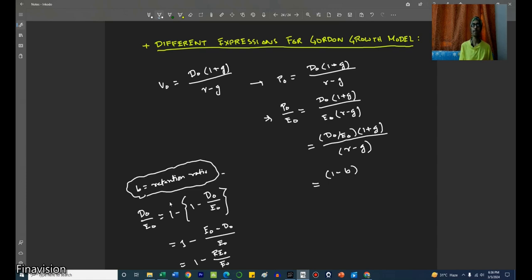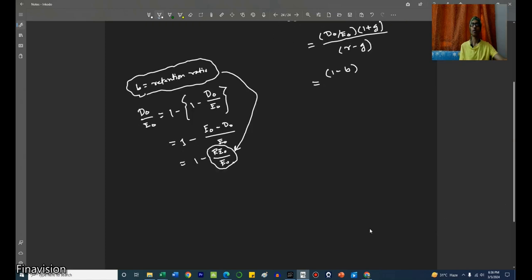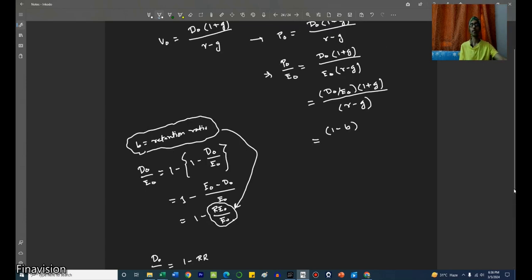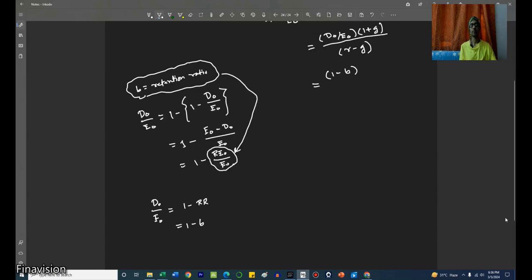This is nothing but the retention ratio. So this entire expression becomes D0 by E0 is equal to 1 minus retention ratio, or 1 minus B, and we put it here. We use this formula straight away here. So this becomes 1 minus B into 1 plus G by R minus G.